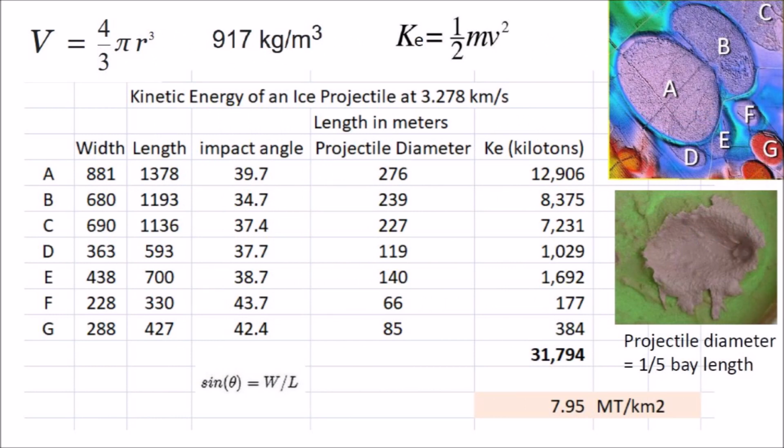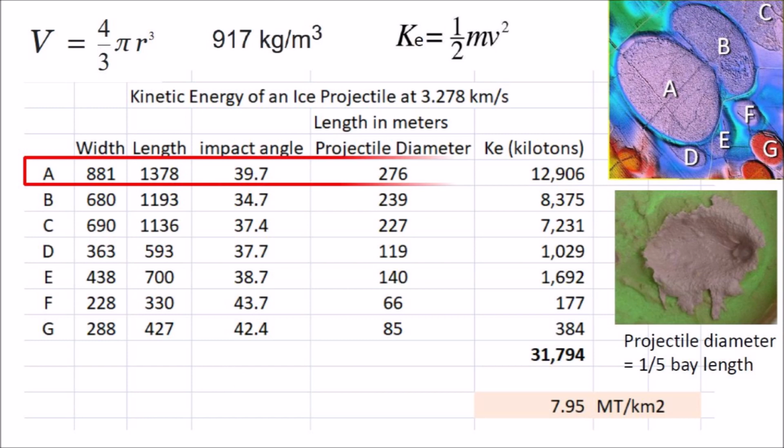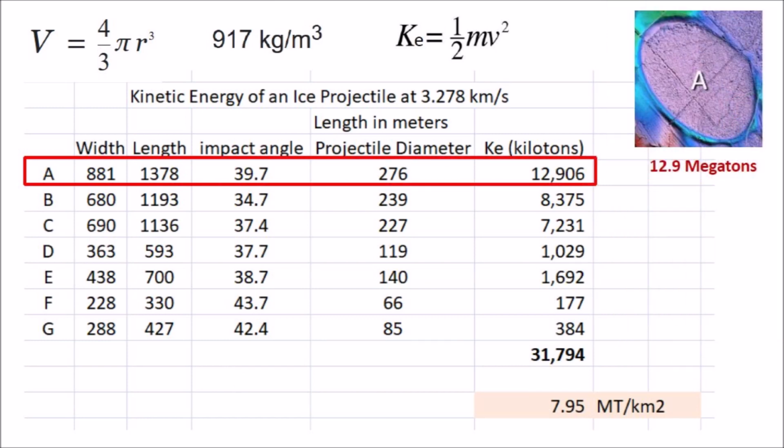For this calculation, we assume that the launch speed is equal to the impact velocity, although we know that the velocity was reduced by atmospheric friction during re-entry from the suborbital space flight. We obtained the projectile diameter by dividing the bay length by 5 based on the experimental model. Next, we calculate the volume of the projectile and get its mass by multiplying by the density of ice, which is 917 kilograms per cubic meter. The kinetic energy in joules is then converted to kilotons of TNT, which are easier to comprehend than the joules. The kinetic energy that formed Marlboro County Bay A was equivalent to 12,906 kilotons, or 12.9 megatons of TNT.